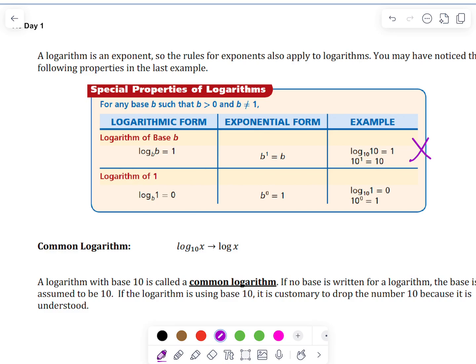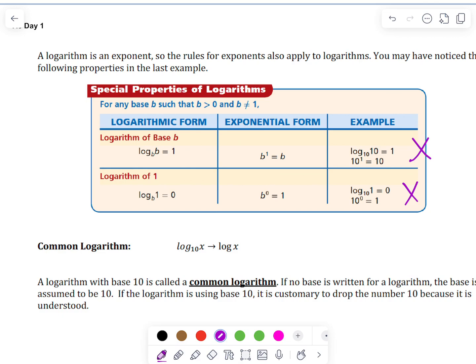The second property is a logarithm of 1. Log base b of 1 equals 0. In exponential form, b to the 0 power, anything to the 0 power is 1. And then here are two examples off to the right.